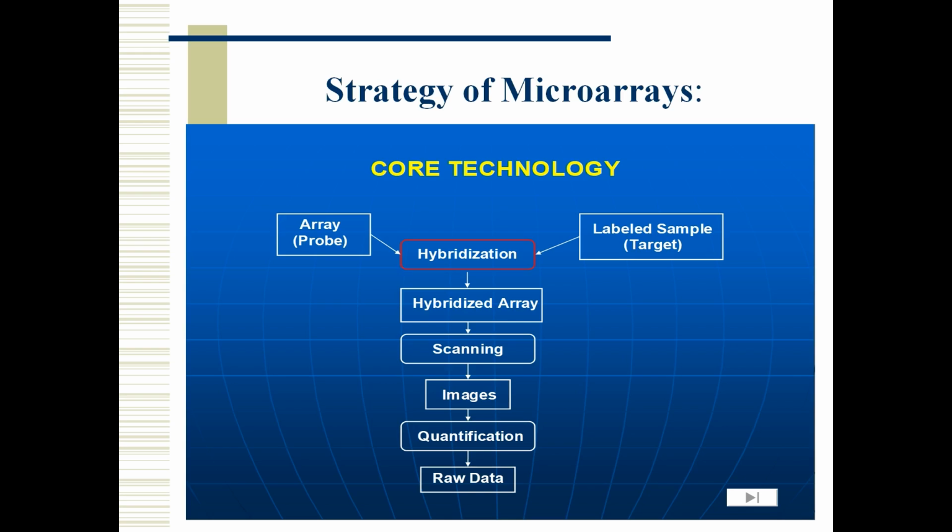Here you can see the flow chart of the strategy of microarrays. It is a core technology. The array probes will be there, and the labeled samples are the targets. Hybridization will be done. Then the hybridized arrays will be scanned, the images will be obtained and quantified, and ultimately we get the raw data of the arrays.